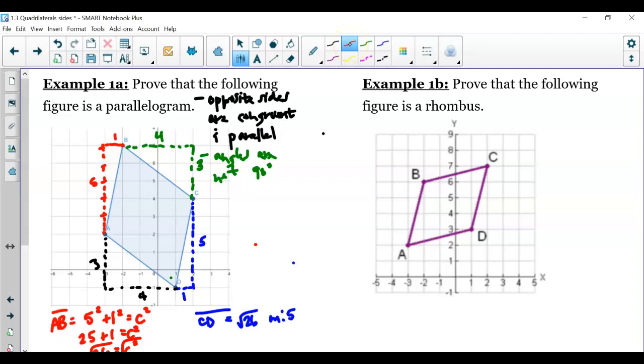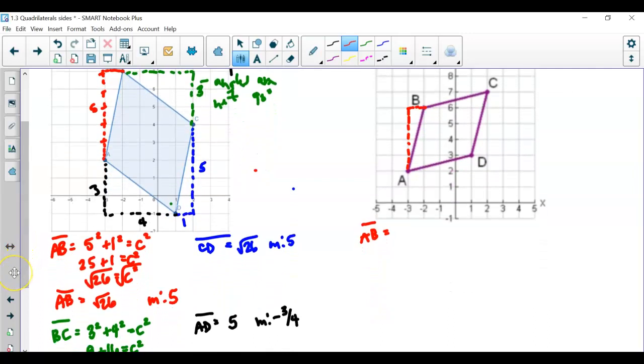So again, side AB. How about you go ahead on your own and set up. How are we going to set up the Pythagorean theorem to find the distance of AB? Well, you should have counted 4 and 1 to set up 4 squared plus 1 squared is equal to c squared. So go ahead and solve for the distance on your own, and also identify the slope on your own as well.